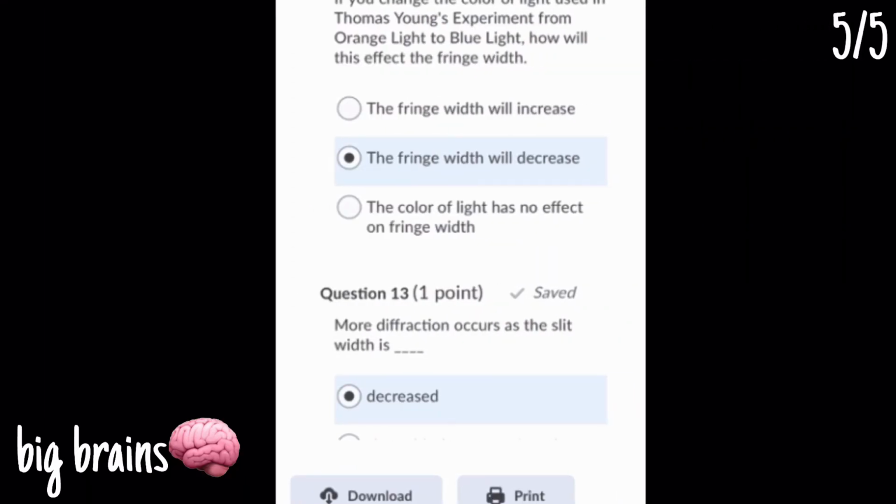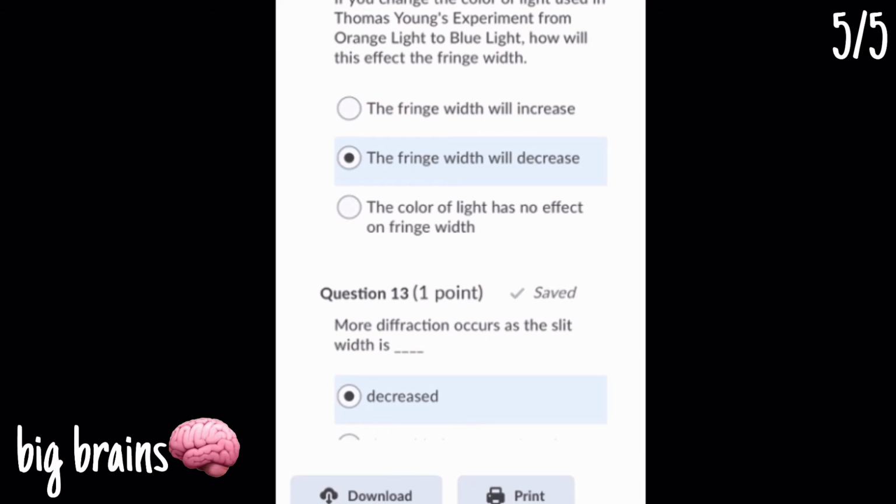If you change the color of light used from orange light to blue light. Okay, so let's think about it, because I have to think about this one. So we know the colors of the rainbow: red, orange, yellow, green, blue, violet. So Roy something, whatever my teacher said. Red, orange, yellow, green.